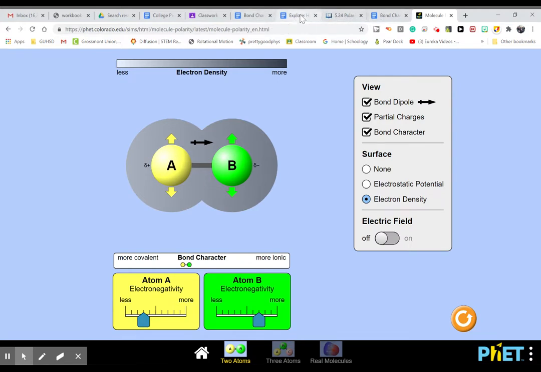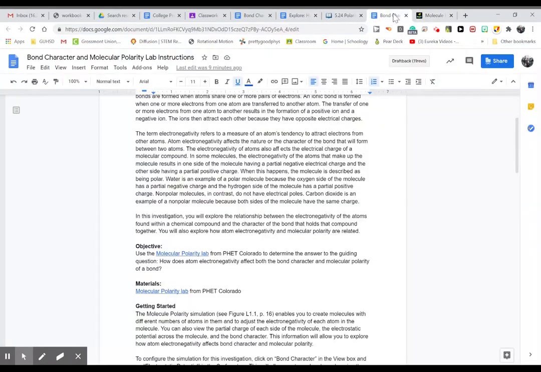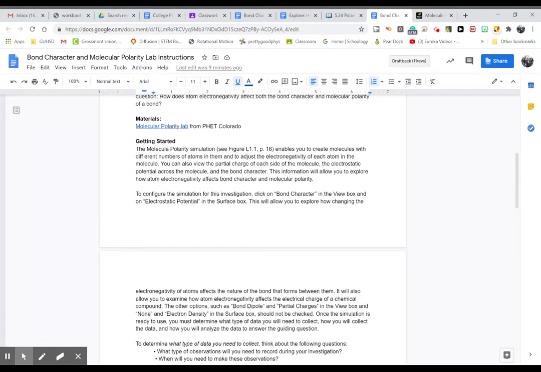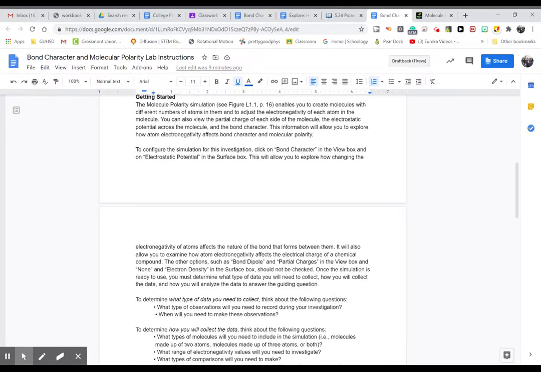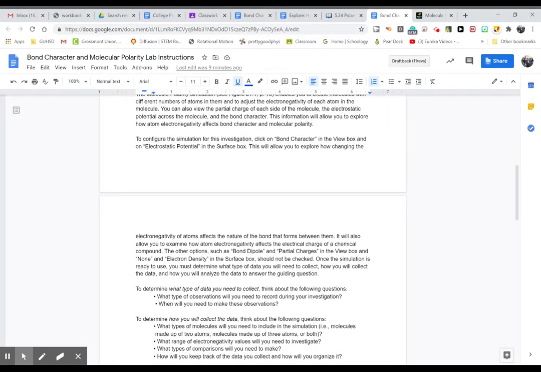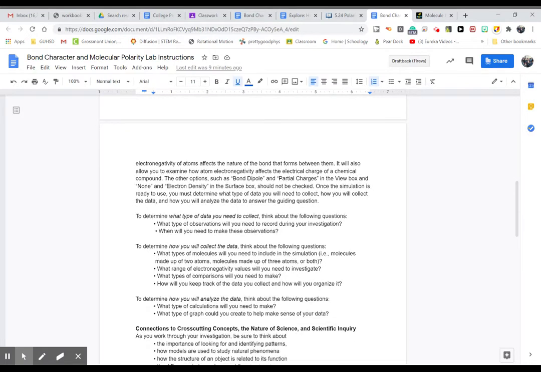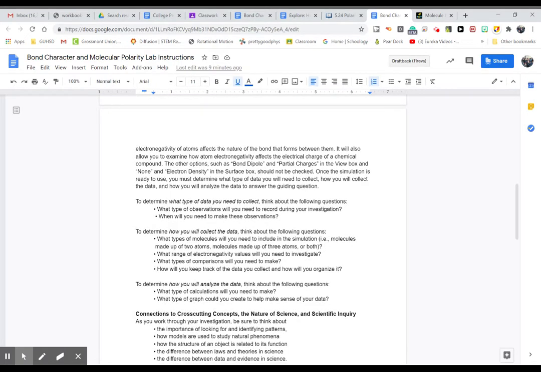So if we go back to our lab instructions, the lab instructions give you things that you really should be thinking about. If you scroll down, it says what's going to help you determine what type of data you need to collect? What type of observations will you need to record during your investigation, and when will you need to make these observations? To determine how you will collect the data. So how are you going to collect it? What are you going to do? Are you going to graph your information? Are you going to use a data table?